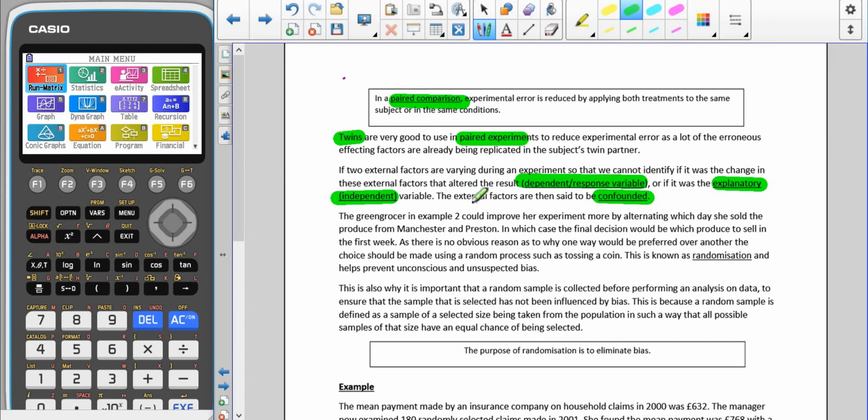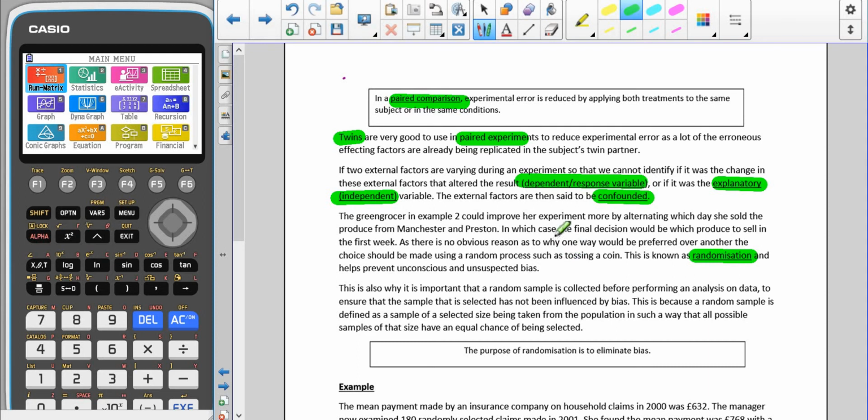So the greengrocer in example 2 can improve her experiment by altering which days she sold produce on the market from Manchester and Preston, in which case the final decision would be which produce to sell in the first week. As there is no obvious reason as to why one way would be preferred over the other way, the choice should be randomly processed, such as tossing a coin. This is known as randomization and helps to prevent unconscious and unsuspected bias.